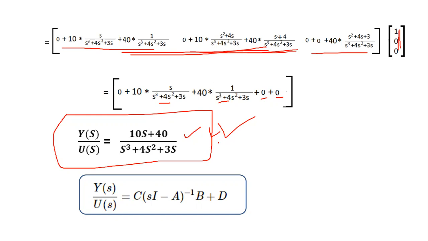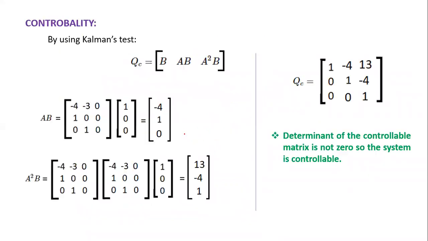And now coming to the next, that is we need to check the controllability and observability. We'll see first controllability. How to check the controllability means by using the Kalman's test, we can identify the controllability. In Kalman's test, how we are identifying means we need to frame the controllable matrix Q suffix C.